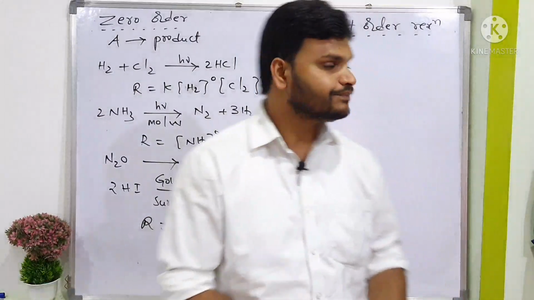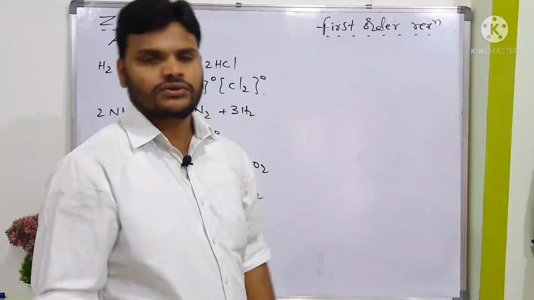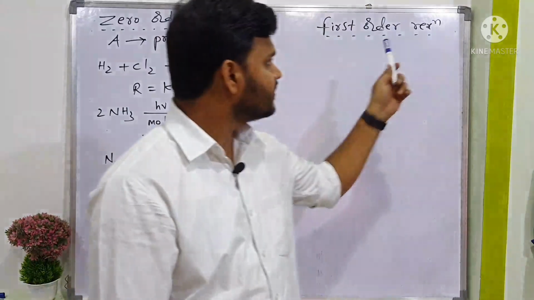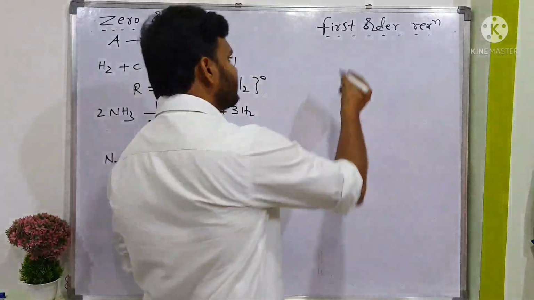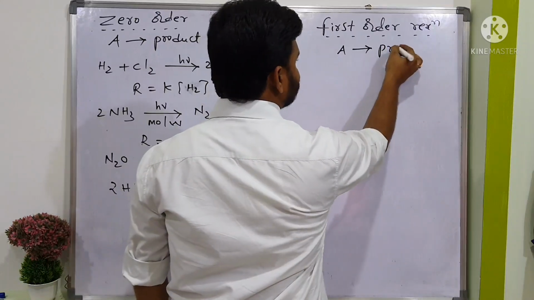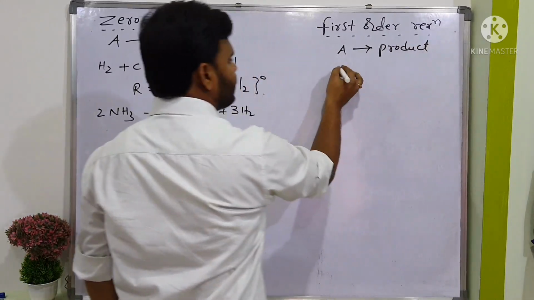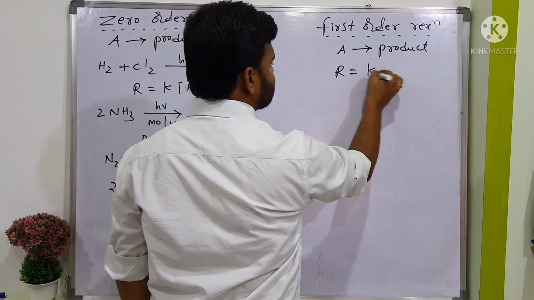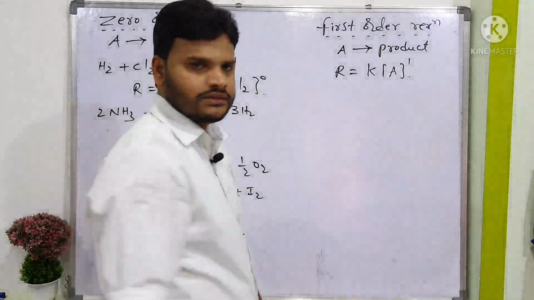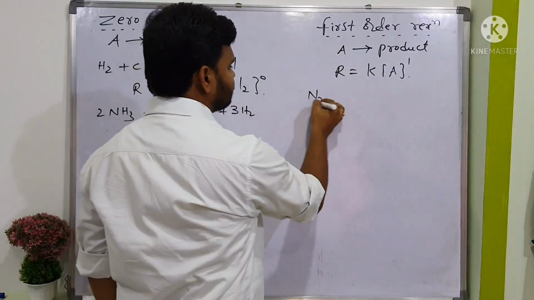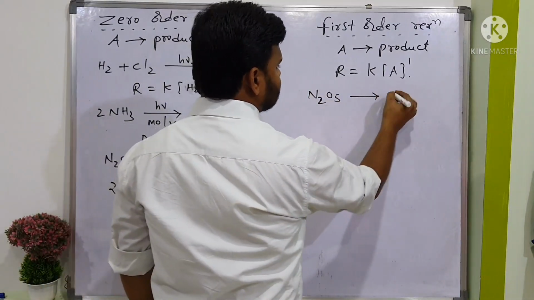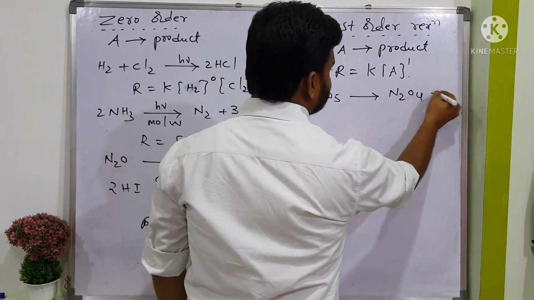Okay students, next, first order reaction. So rate of reaction depends upon one concentration term, that is nothing but first order reaction. So general equation: A gives rise to product. So you can write the rate expression like this. Yeah. What are the suitable examples? N2O5. Decomposition of N2O5. It can convert into like this.